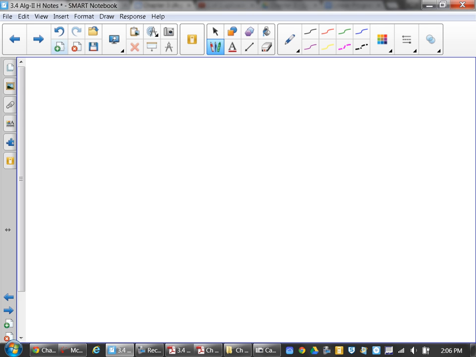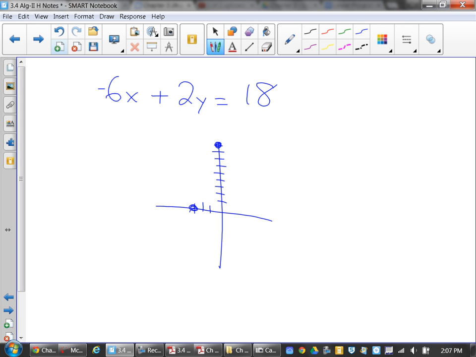Another one. If you have negative 6x + 2y = 18, it's the same basic idea. If I want to graph this, I plot my intercepts. Cover and solve. Cover up your x, solve for your y-intercept. Well, what's your y-intercept? 9. Cover up your y, solve for your x.